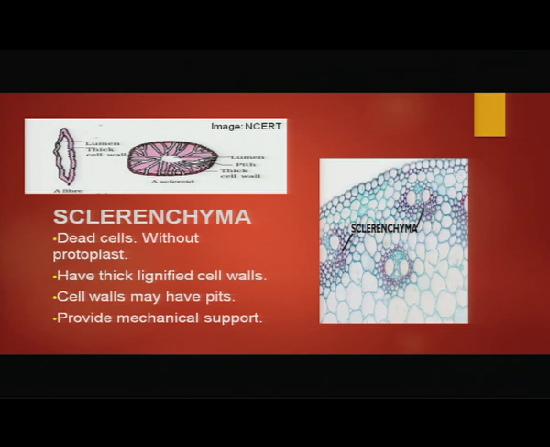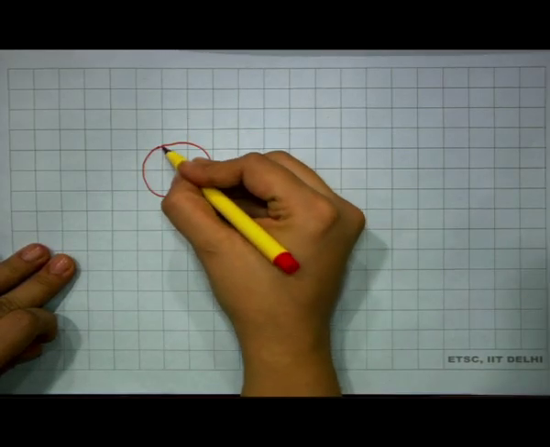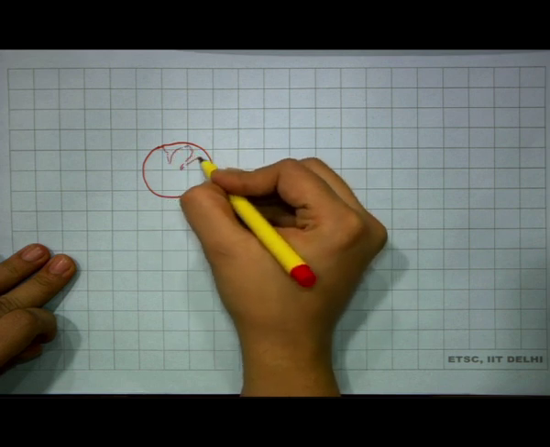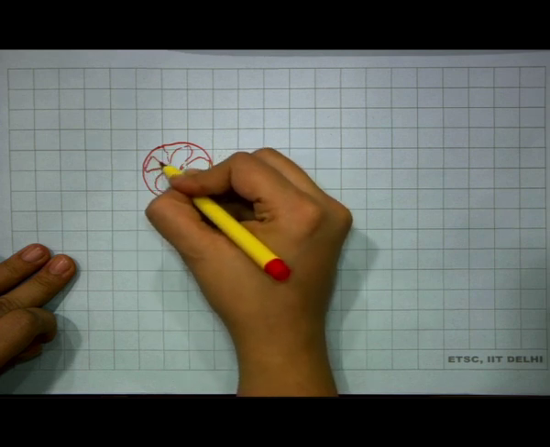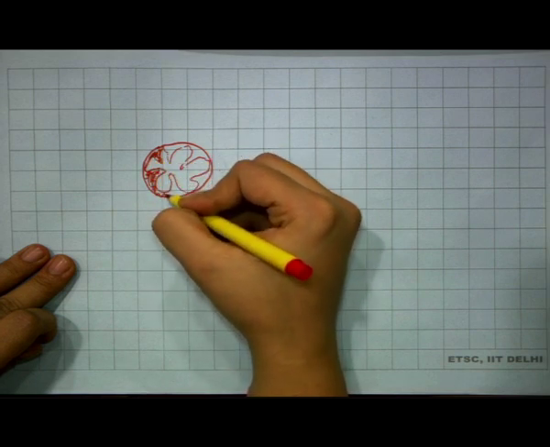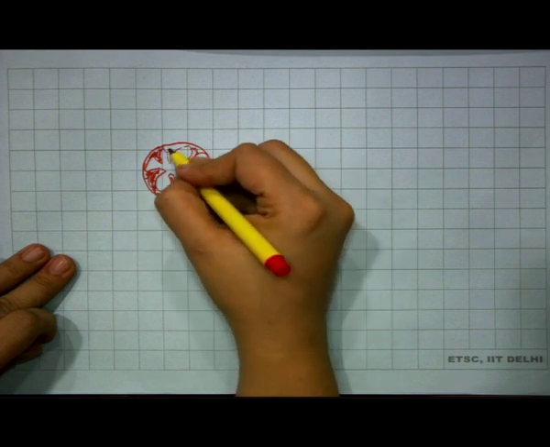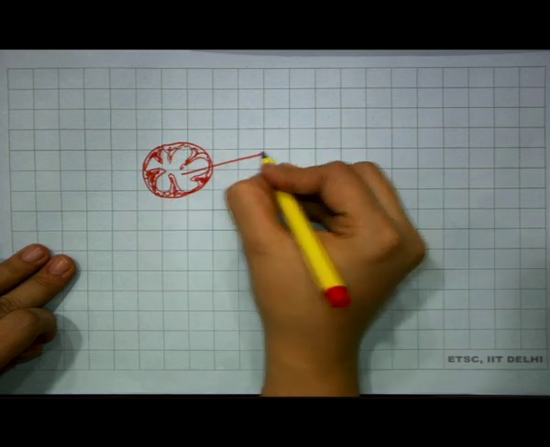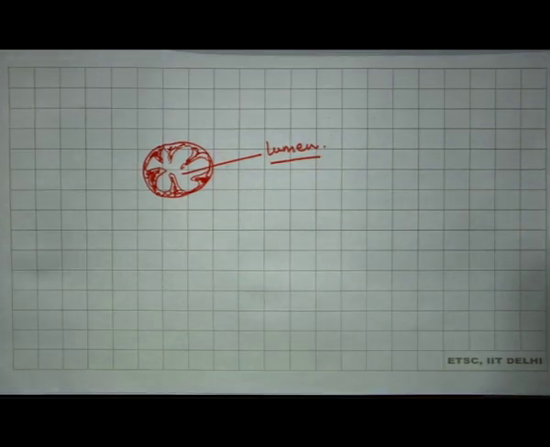Actually, what happens is, suppose this is a cell and now the thickenings are taking place. So, the cell wall has become lignified and a lot of lignin has accumulated in the walls. What will happen? The cell walls will become thick while the lumen will become narrow. This is the lumen. This is how a sclereid looks. Same is the case with the fibers also, with thick walls and a very narrow lumen.